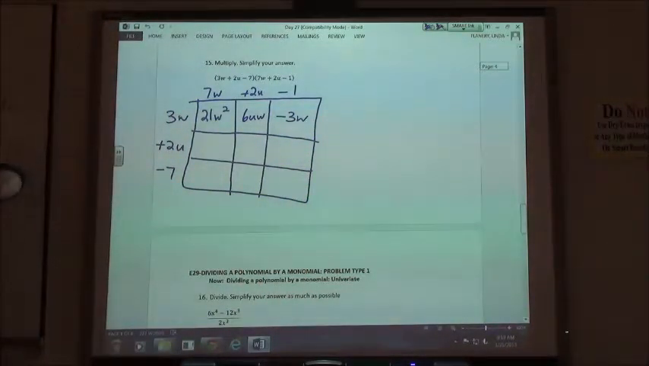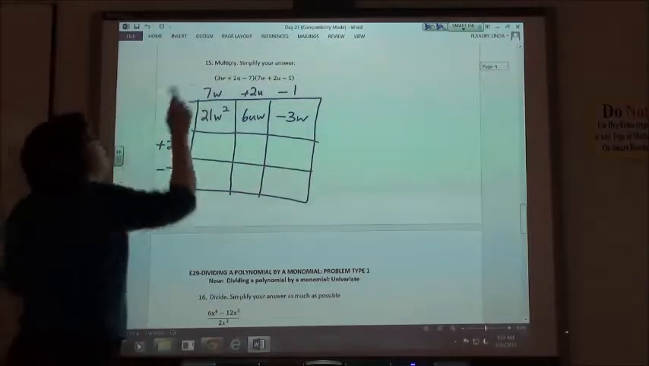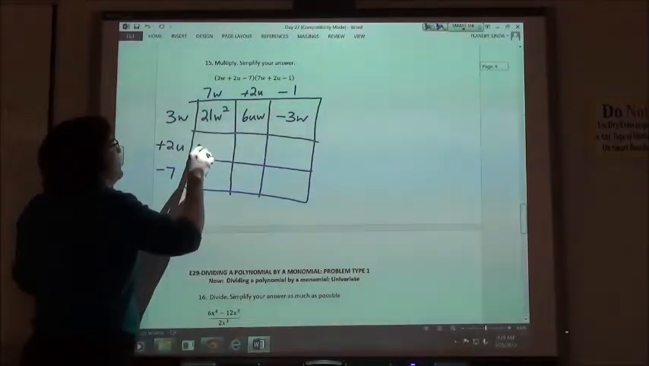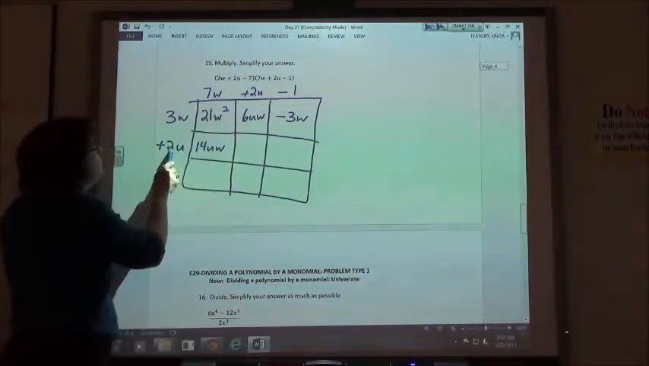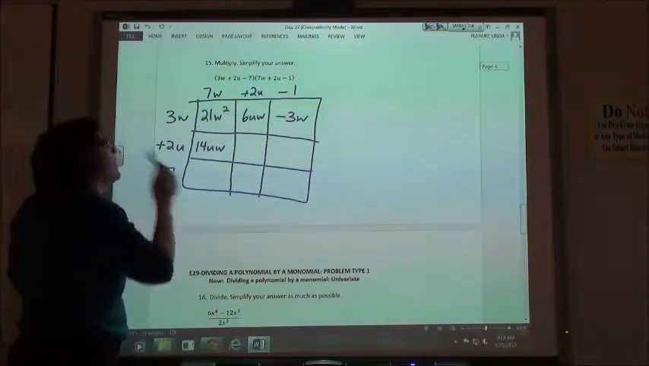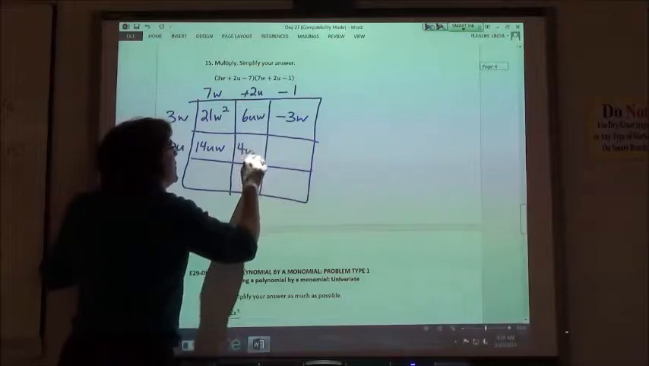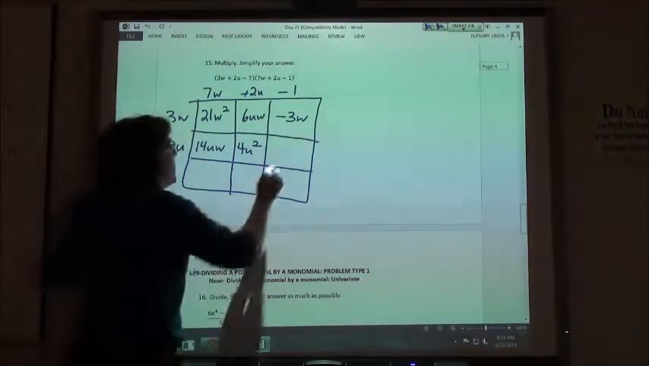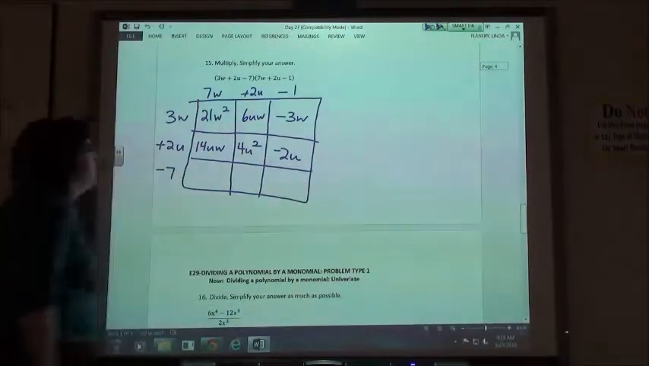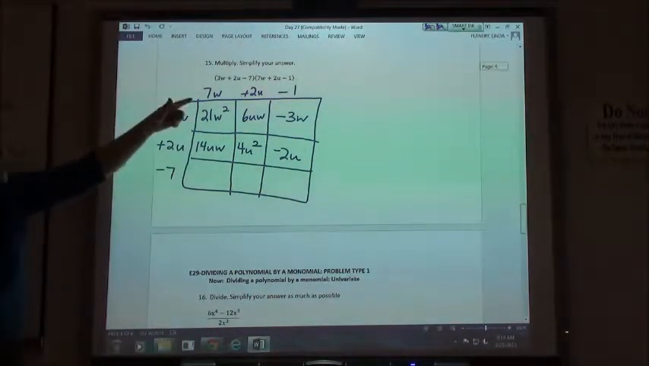So we're going to take our 2u times each of those. 2u times 7w is 14uw. 2u times 2u is 4u squared. And 2u times a minus 1 is negative 2u. And then my negative 7 times each of those.